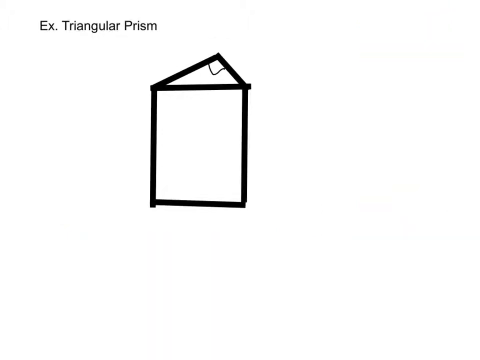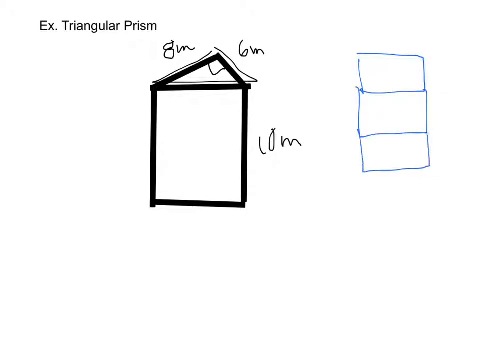So if we're given a triangular prism, and as we can see this is going to be a right triangle here at the top, and we're given some measurements, so say this is 8 meters, this is 6 meters, and this is going to be 10 meters. So now we can draw the net of our figure. We can start by drawing the lateral faces, and then we can draw our triangle on each side here, and then we can start filling in the measurements.